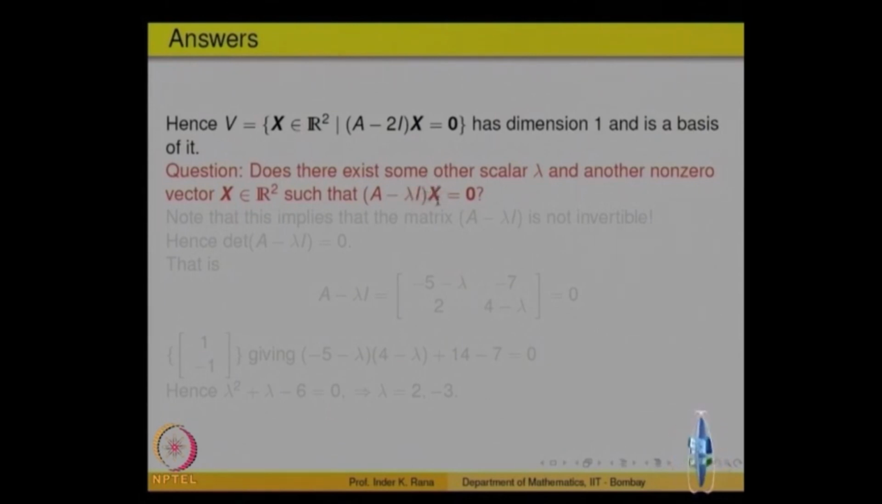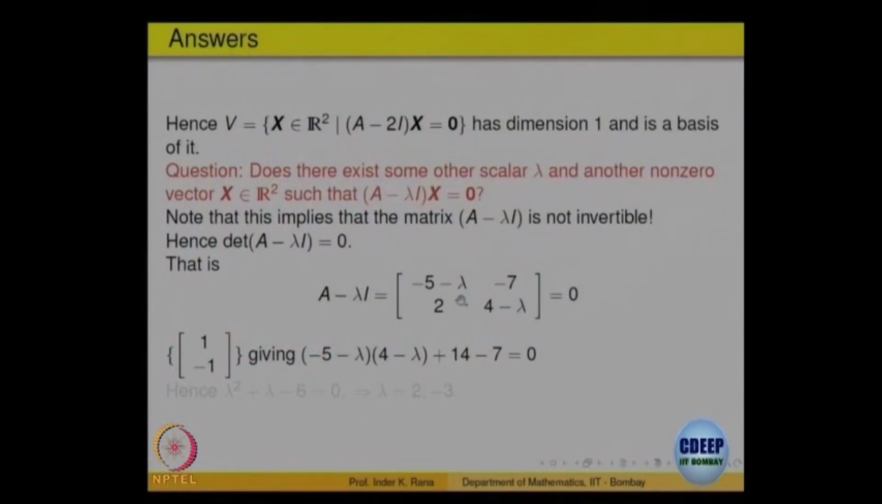If it is singular, what should happen? Determinant of that should be equal to 0, right. So, if this is true, then A minus lambda I cannot be invertible, so its determinant must be equal to 0, right. So, that means what? Let us find out that. Let us look at A minus lambda I. Determinant of that equal to 0. What does that give you? Determinant of this is equal to 0.